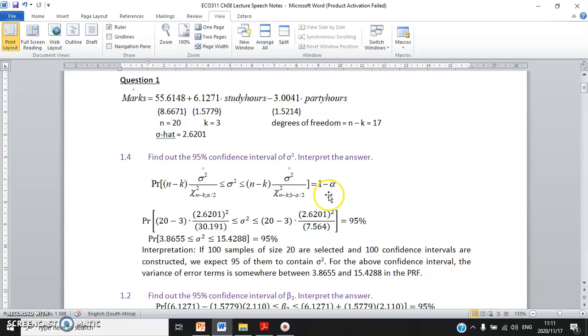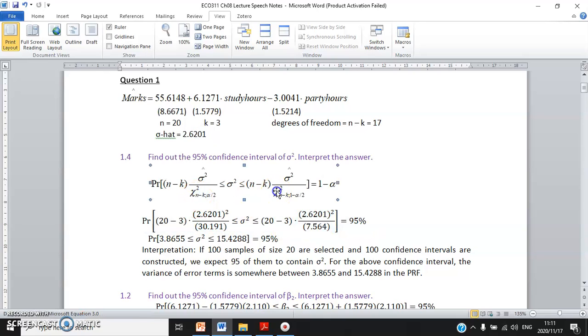Okay. Question 1.4, can you find out the 95% confidence interval of the variance of error terms? Interpret the answer. This is the formula. Remember, you don't need to memorize the formula. It appears in the formula sheet. And then we can do the substitution. N is 20. K is 3. You clearly see there are 3 parameters. And then this is the standard error of the regression, but you have to take the square. So in other words, you have to take the square of 2.6201.